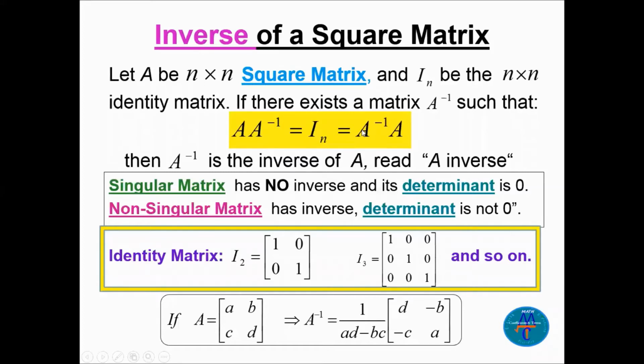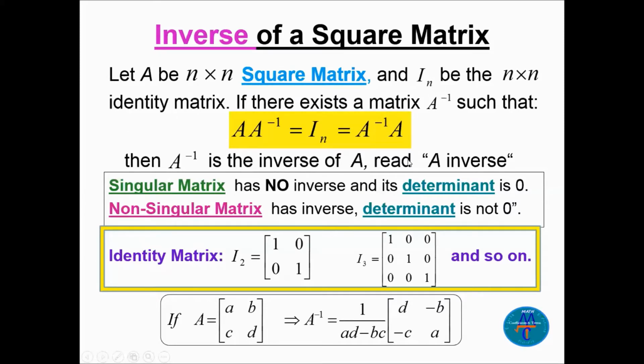If we have an inverse for A, then we can multiply A times A inverse, and the answer should be I, identity. Also, A inverse times A is I. We will see this formula in many questions today. We can see that the product here is commutative. The product of these matrices A times A inverse is equal to A inverse times A. But in general, they are not commutative. In general, A times B is not equal to B times A.